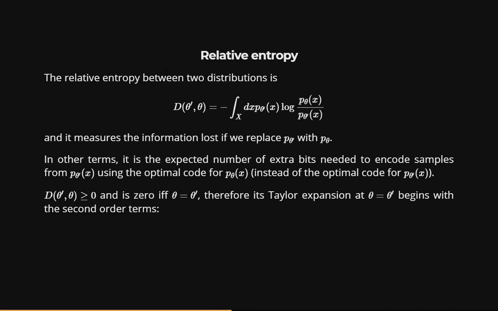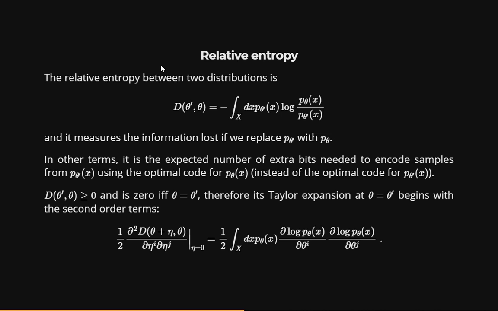Now, it is positive definite and is zero only if they coincide. So the Taylor expansion at theta equals theta prime begins with the second order terms. So we can take the Hessian matrix, perturbing theta prime with an eta, writing theta prime as theta plus eta, and you end up with this formula, which is the same. So the Fisher metric is also the Hessian part of the relative entropy, so of the Kullback-Leibler divergence.